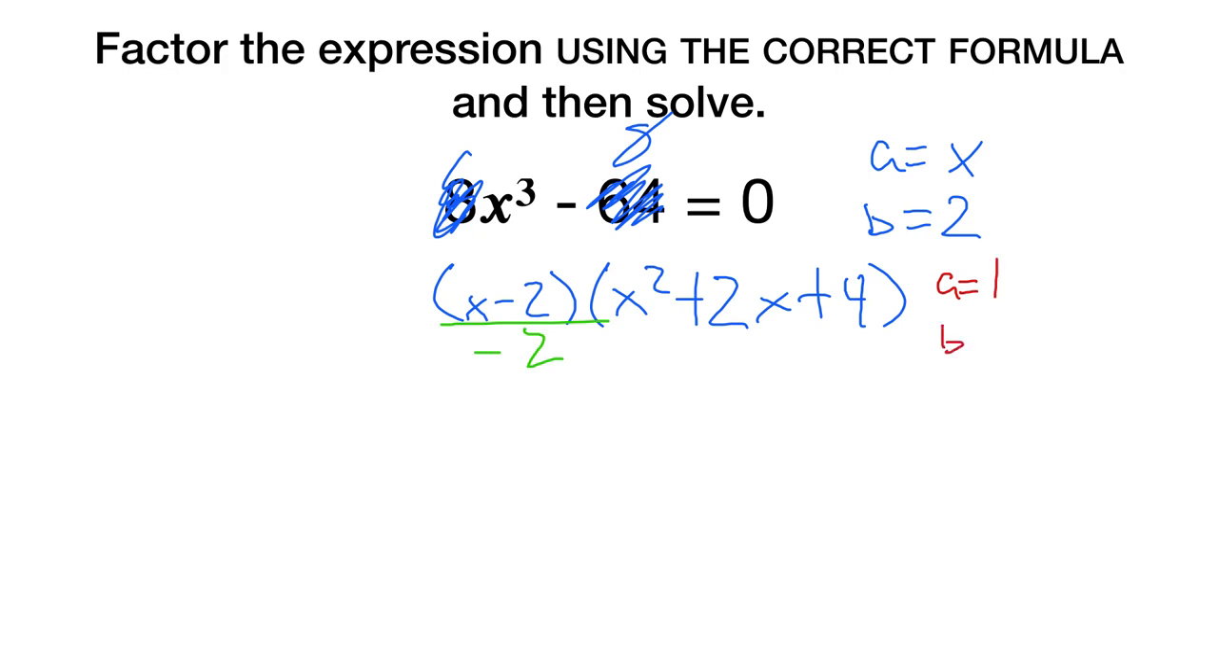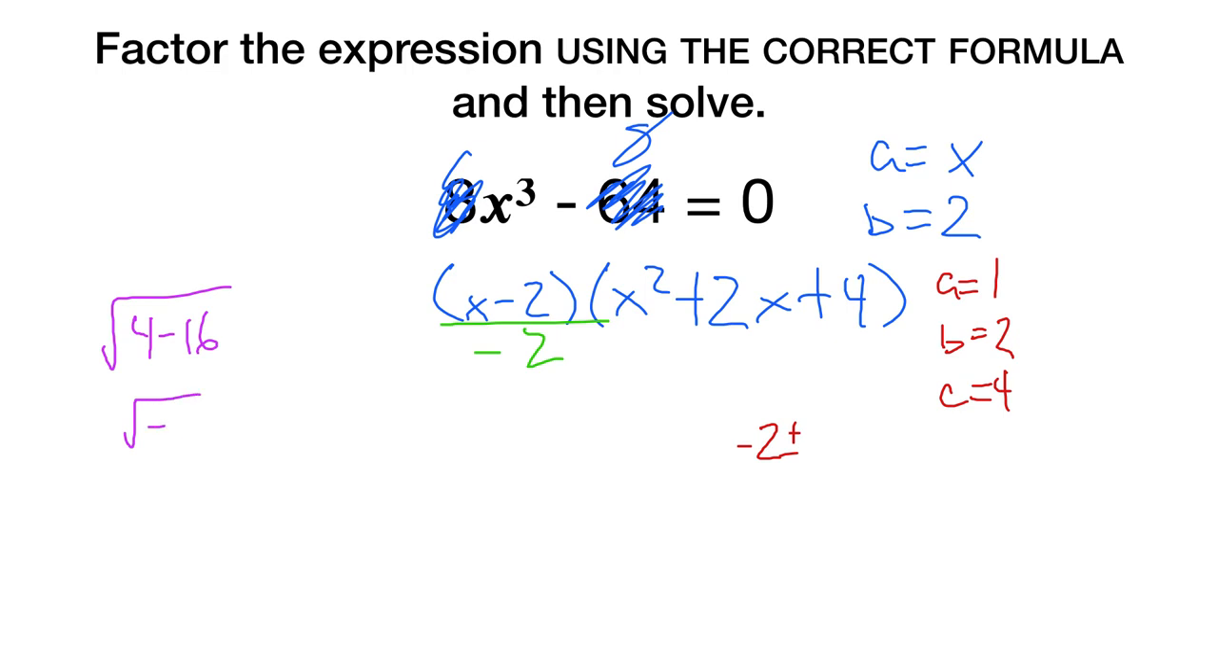A is 1, b is 2, c is 4. Please do not mix this up with the earlier a and b written in blue up on top. These are different a's and b's. So this would be negative 2 plus or minus. Let's figure out our discriminant. The square root of 2 squared, so that's 4 minus 4 times 1 times 4, which is 16.